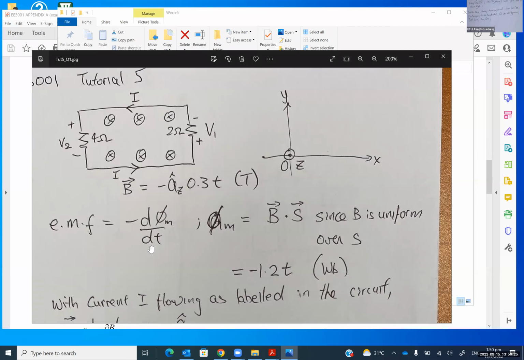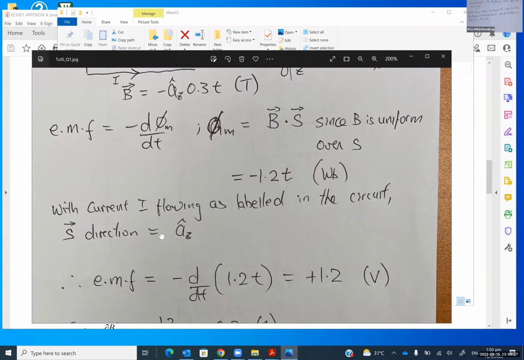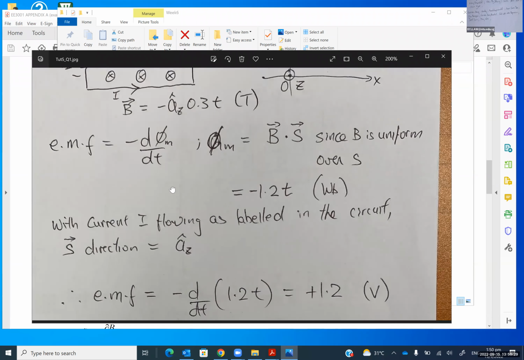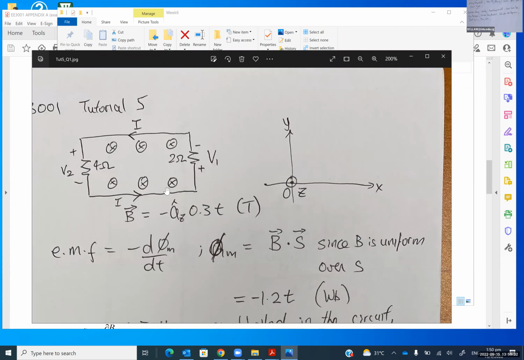So that's done for EMF. Next, what are you going to calculate once you know the EMF? What do you think? We just calculated the induced voltage, the EMF is 1.2 volts. What's next? The induced current. How are you going to calculate the induced current?